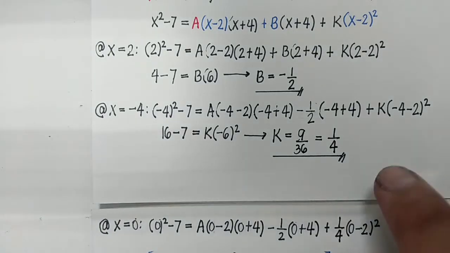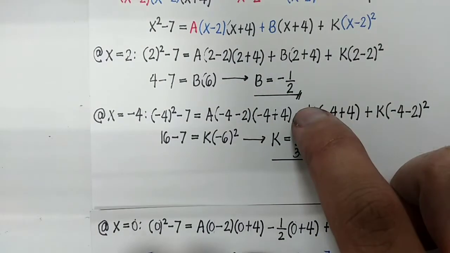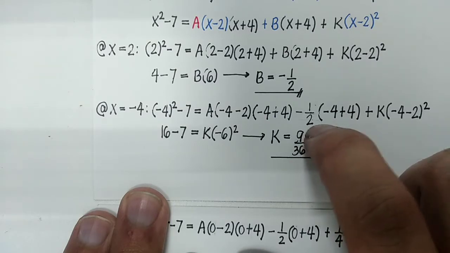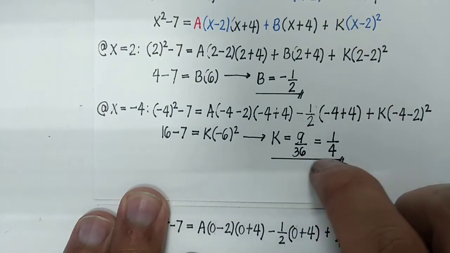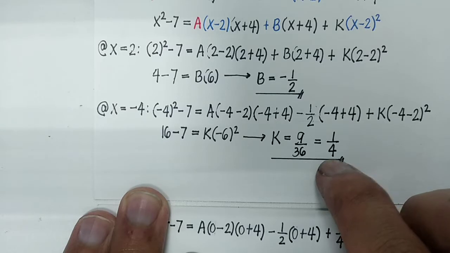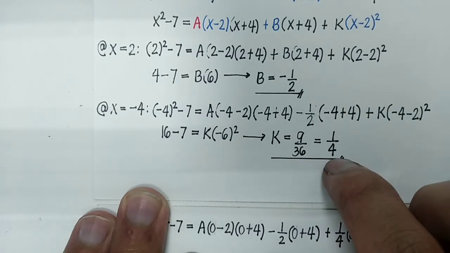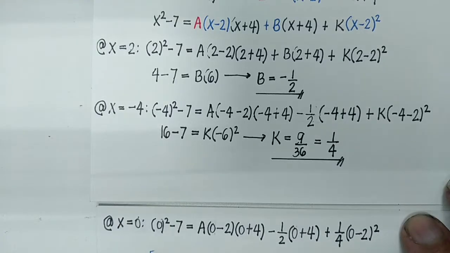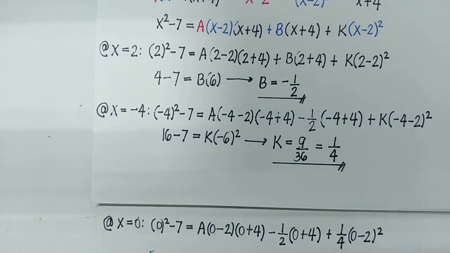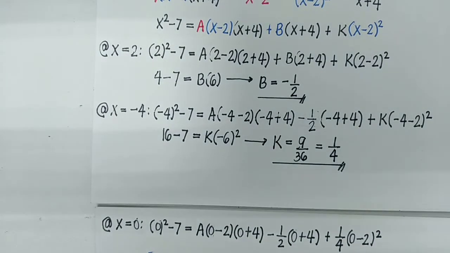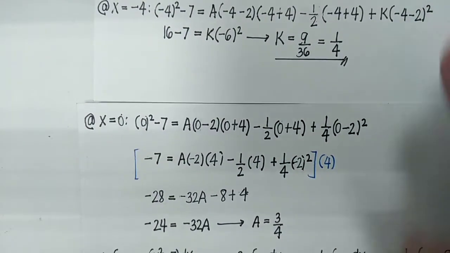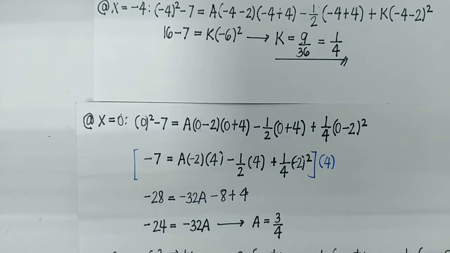So once more, we replace all of the b expressions in here with the negative 1/2, like in this part. And since we've solved for the k as well already, we also use this value as well. So your b here is the negative 1/2, and the k is equal to 1/4. So solving this now to get the value of a, we have a is equal to 3/4.